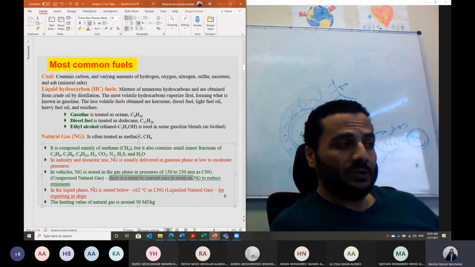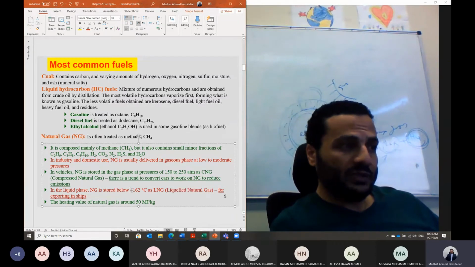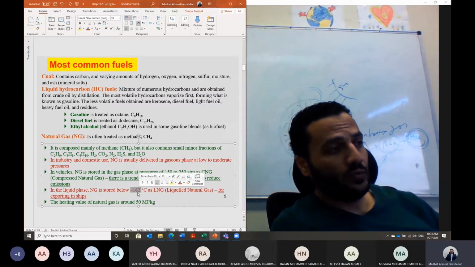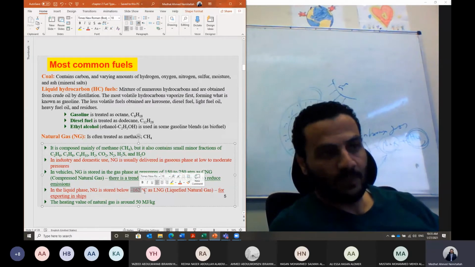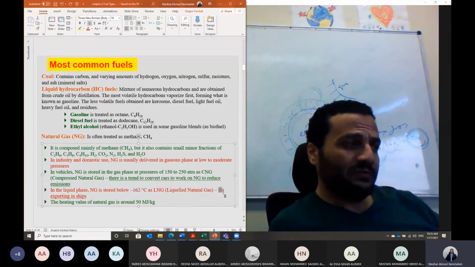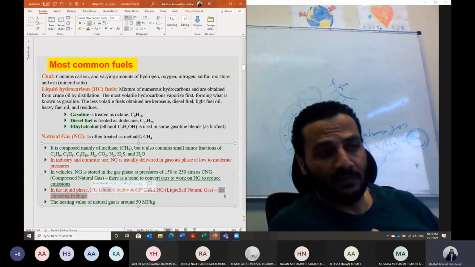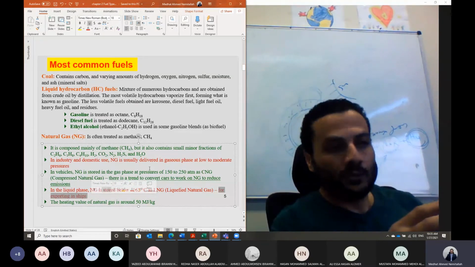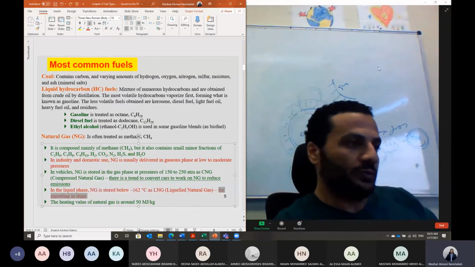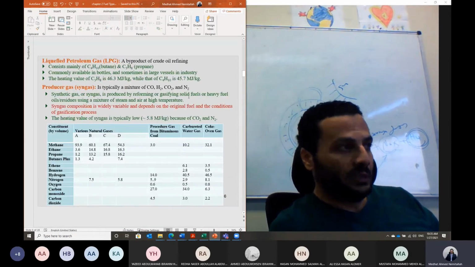It can also be liquefied, and we call it liquefied natural gas. But to liquefy natural gas, its temperature has to be reduced to minus 162 degrees C in order to convert it to liquid. This is for exporting natural gas. In order to store a bigger amount, we have to convert it to the liquid phase so that we can export it inside ships. It has a reasonable heating value, about 15 megajoules per kilogram.